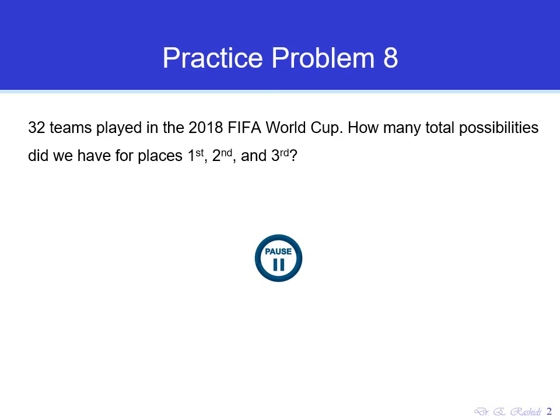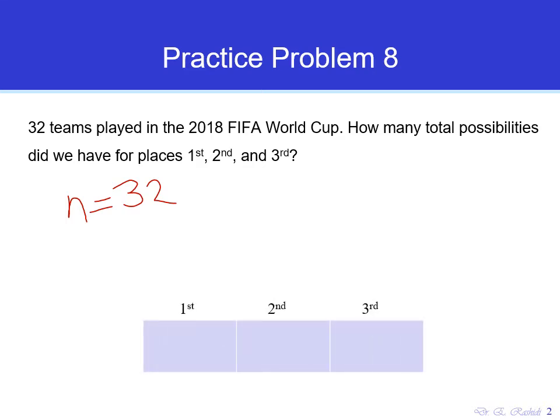All right, so let's do the solution. Here we have a total of 32 teams, so N is 32. We have 32 different items or teams here. What we want to see is how many combinations, or how many arrangements, how many possibilities can we have for the first team, second team, and third team.